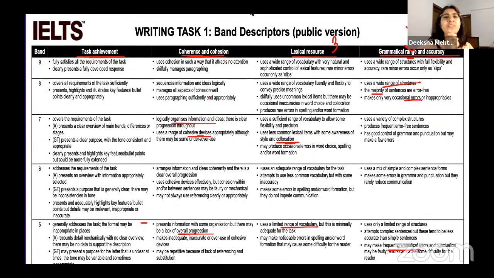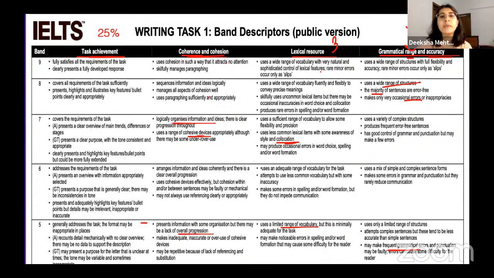And each of these assessment criteria have equal weightage. So they all have 25% weightage. That means that vocabulary is not the most important part. Each of them are equally important. They have the same weightage. So don't focus on only one part. Focus on all 4 of them, right?